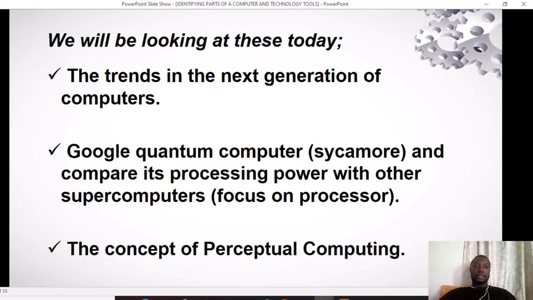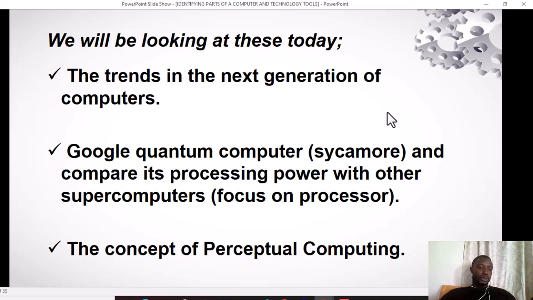Then lastly, we will look at the concept of perceptual computing, whereby we will talk about how computer vision interacts with the human. The things the computer sees about the human: facial recognition, voice recognition, and the emotions the user is having. The computer will feel the same as the human is also feeling. Without wasting much time, let's start with the trends in the next generation of computers.